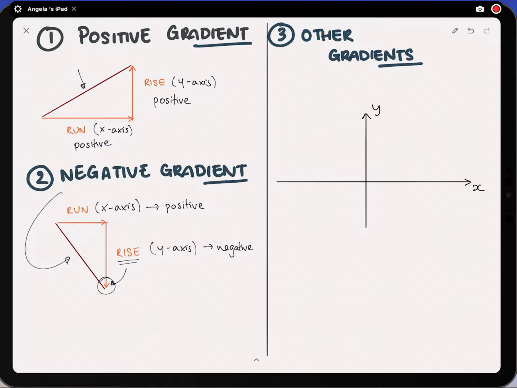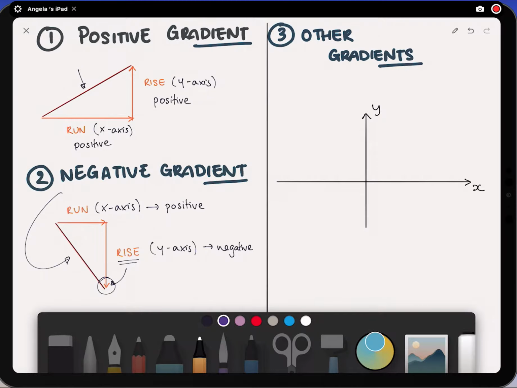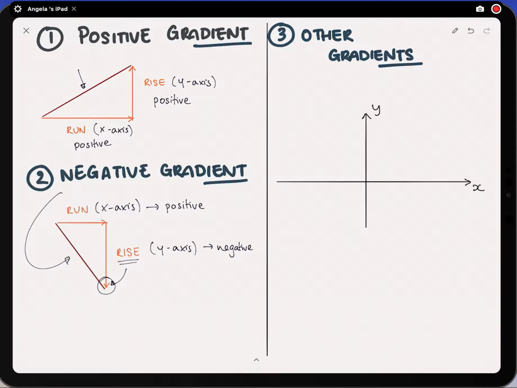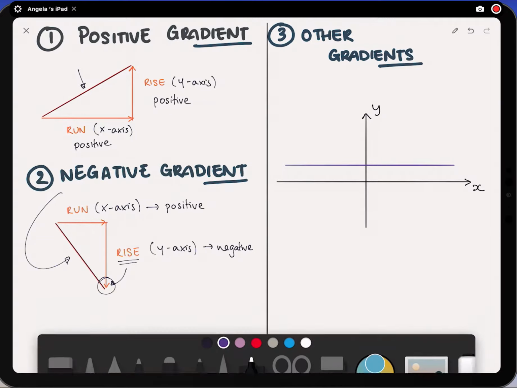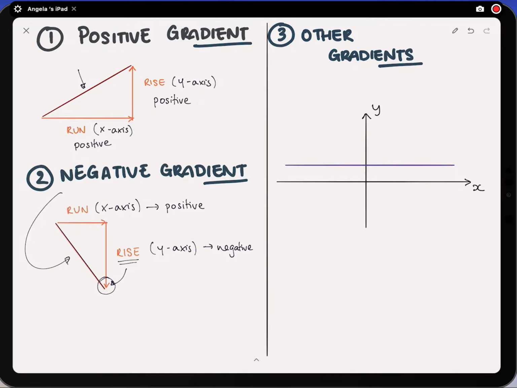We do have two other gradients which I haven't mentioned yet. The first is the zero gradient, so I'll just draw that in purple. It's a straight line. So this is what we call our zero gradient. And this is represented by an equation y equals a number.